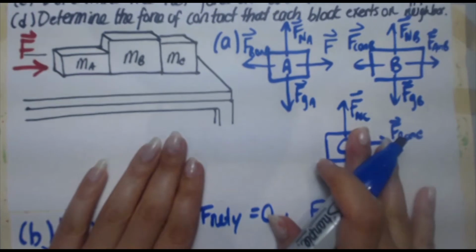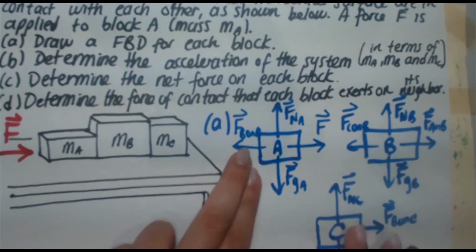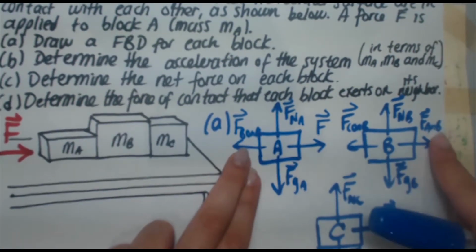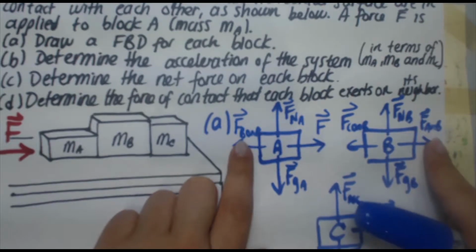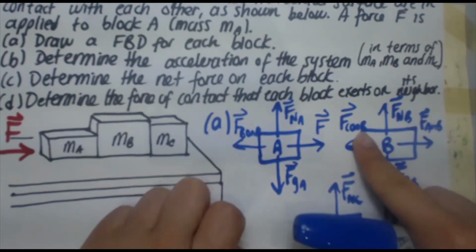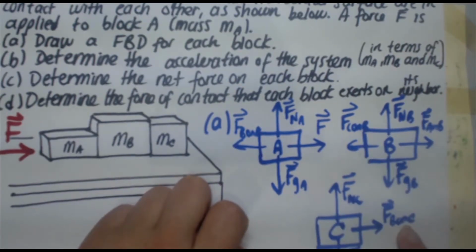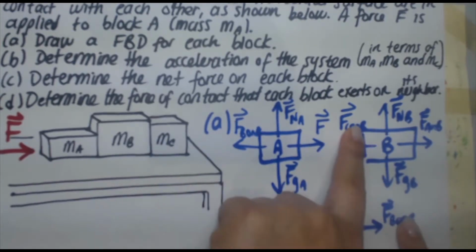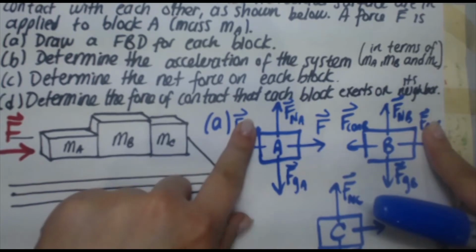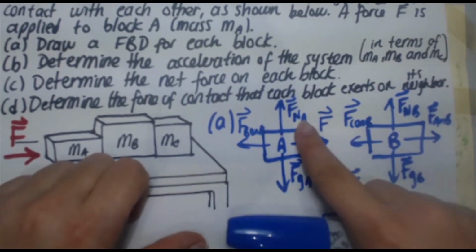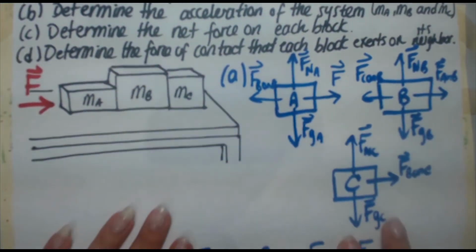Okay, so now take a look at this. We've got FB on A, we've got FA on B. Those two are going to cancel. Look, FC on B, FB on C. These two are also going to cancel. So if these two cancel and these two cancel, you're only left with one force, F.